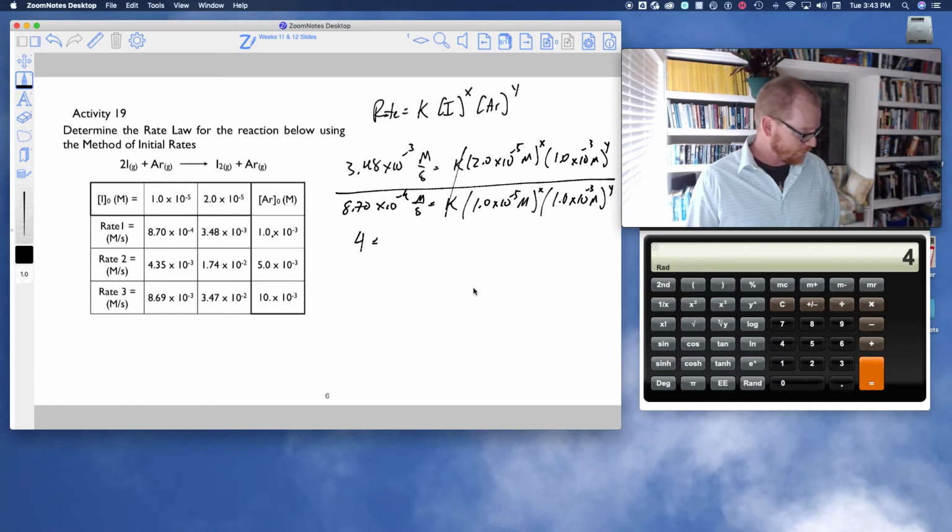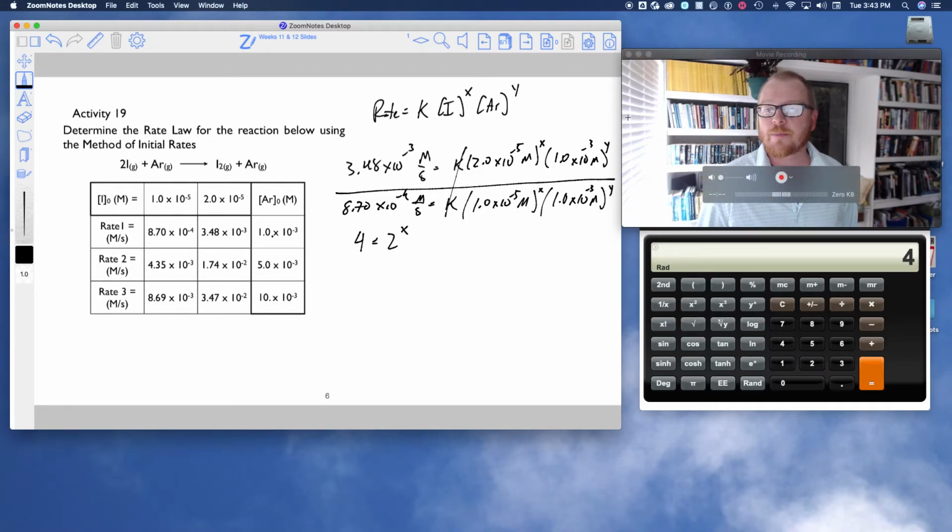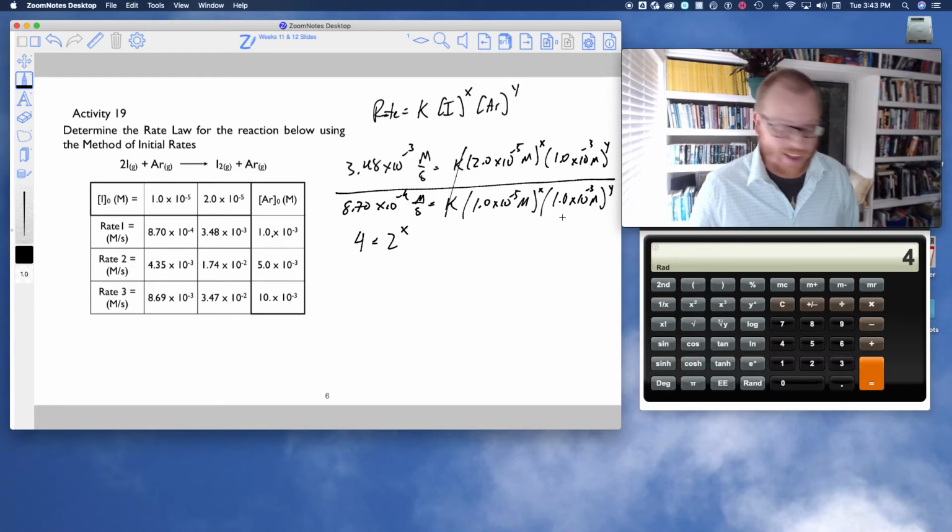K was canceled. But you can see now 2 times 10 to the minus 5 divided by 1 times 10 to the minus 5, all raised to the x power, is just going to be 2 to the x power. And now 1 times 10 to the minus 3 to the y divided by 1 times 10 to the minus 3 to the power y, that all cancels. So as you can see, this is a perfect experiment. So x equals exactly 2.